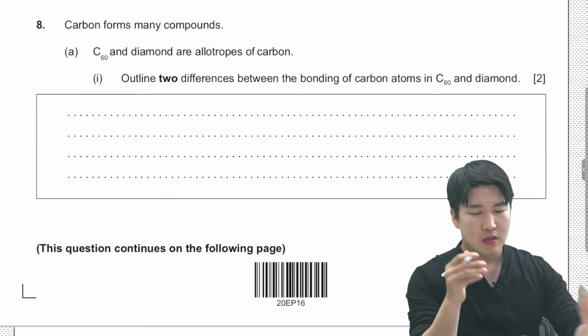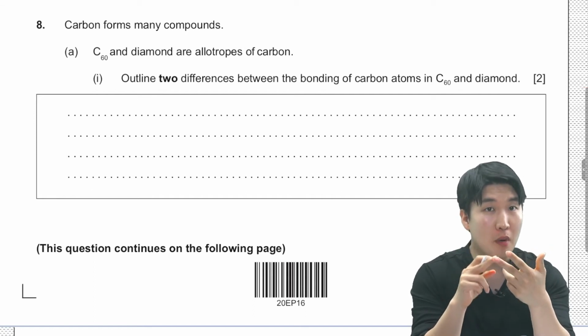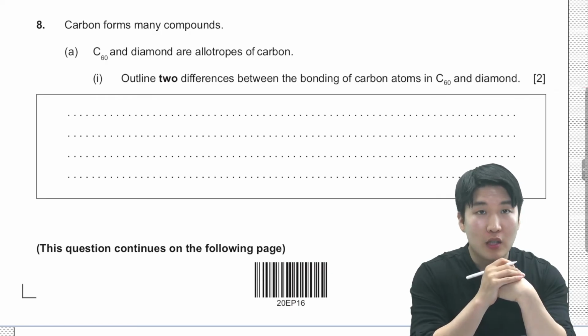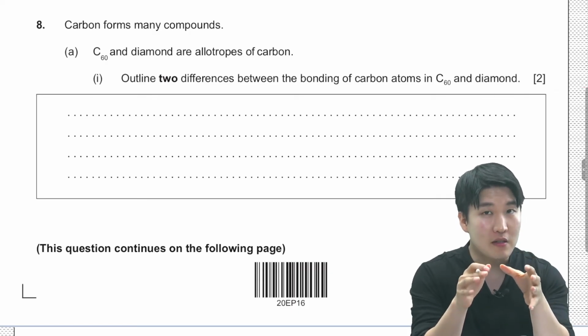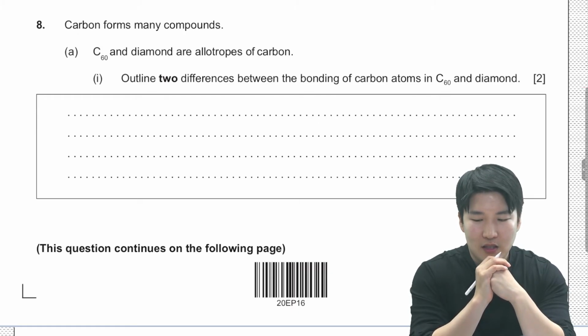Allotropes of carbon include what? Diamond, graphite, and Buckminsterfullerene, C60. We're going to look at C60 and diamond, especially their comparison and contrast. Differences between the bonding of carbon atoms in C60 and diamond.